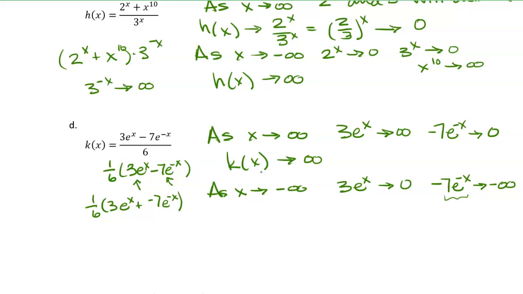So when we put this together, the 3e to the x is going to 0. The negative 7e to the minus x is going to negative infinity. So 0 plus negative infinity is negative infinity. A sixth of a negative infinity is still negative infinity. So here k of x is going to negative infinity.